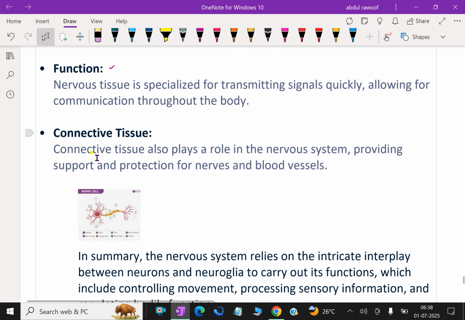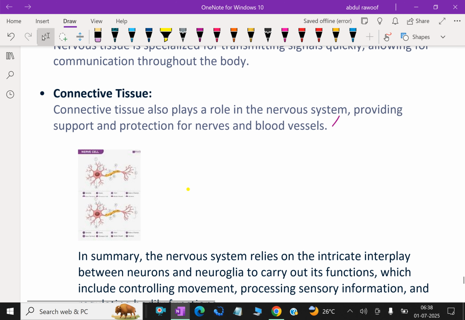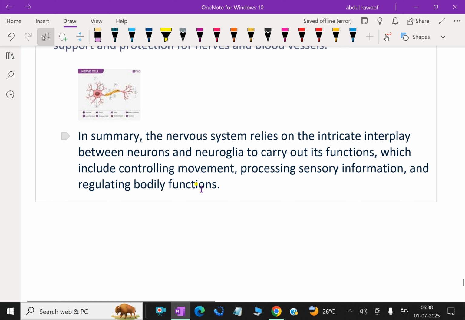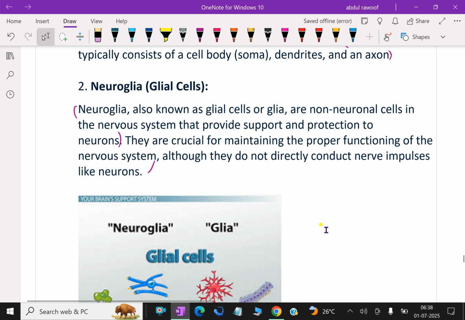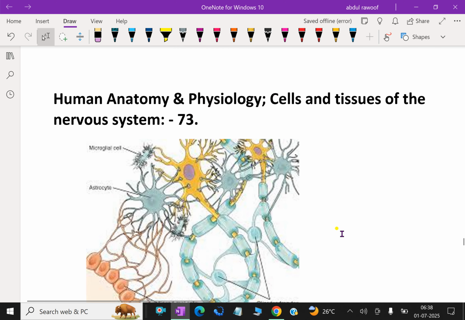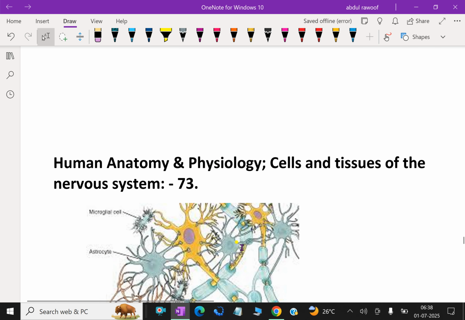Connective tissues also play a role in the nervous system, providing support and protection for nerves and blood vessels. In summary, the nervous system relies on the intricate interplay between neurons and neuroglia to carry out its functions, which include controlling movement, processing sensory information, and regulating bodily functions. So far, we discussed cells and tissues of the nervous system.